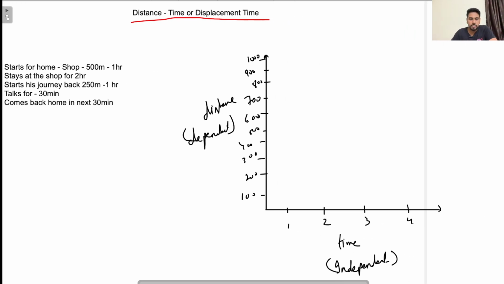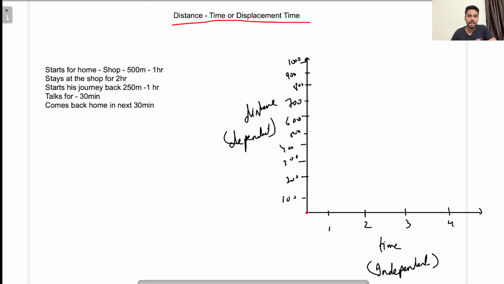Second step, I need to put the data points. So my first data point is going to be the origin. Yes or no? It's going to be the origin, right? Why? Because he's starting from home at 0 time. The next data point is that he has reached 500 meter in 1 hour, which is here. Next, he stays at 500 meter itself for the next 2 hours. Yes or no? He stays at 500 meter, that is the shop. He stays in the shop for the next 2 hours. So in the third hour, his distance is the same, 500 meter. It has not changed.